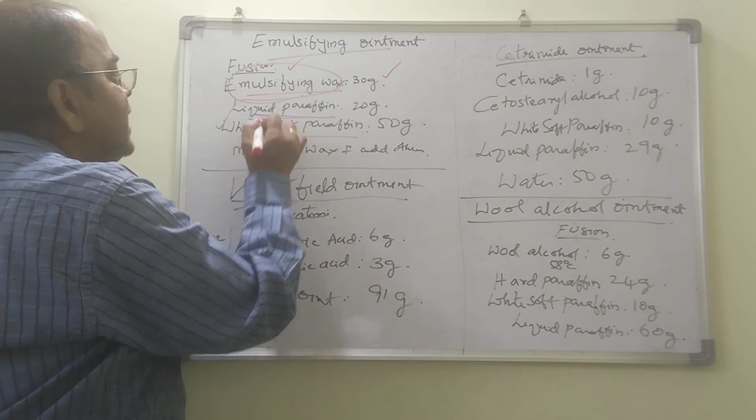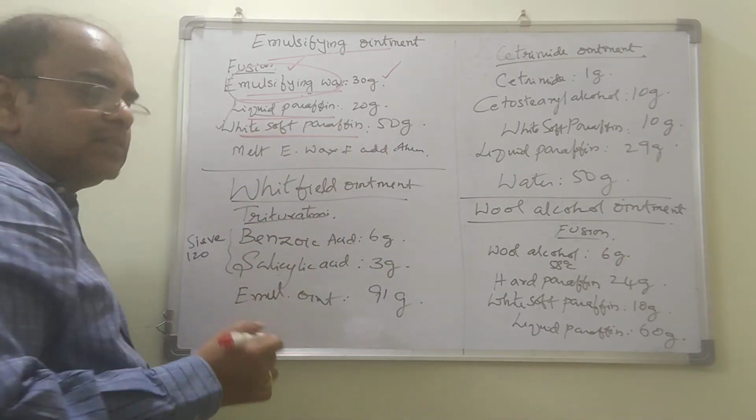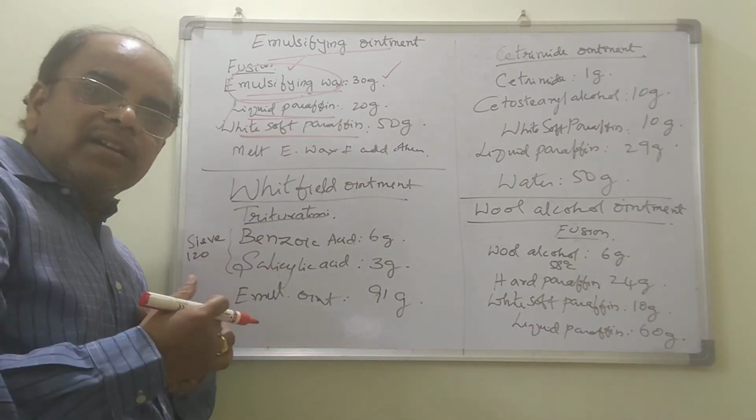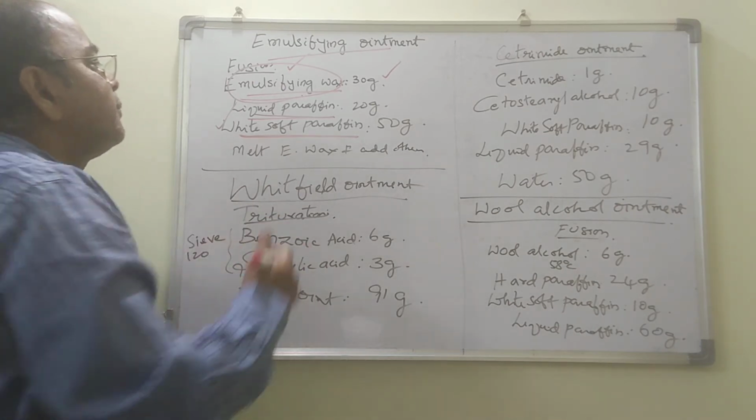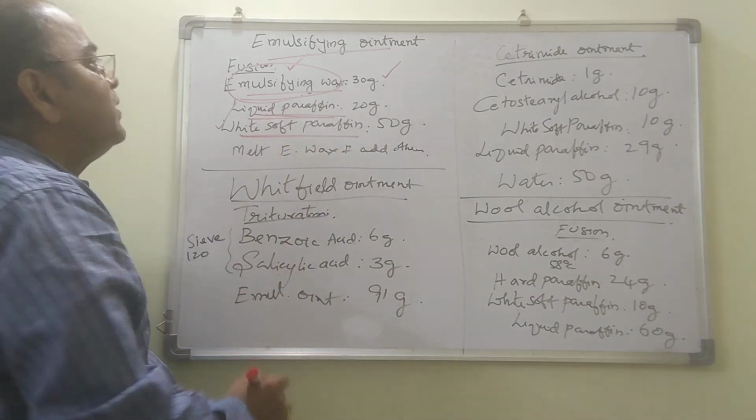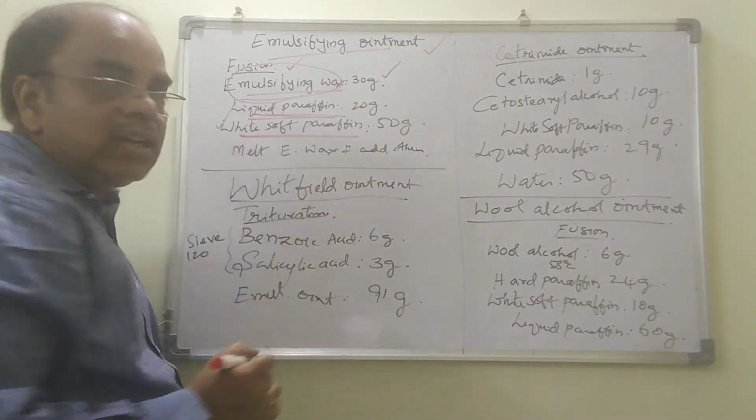And you add the white soft paraffin and again start mixing. Reduce the temperature, add the white soft paraffin. And finally you add the liquid paraffin. This is the preparation of the emulsifying ointment.